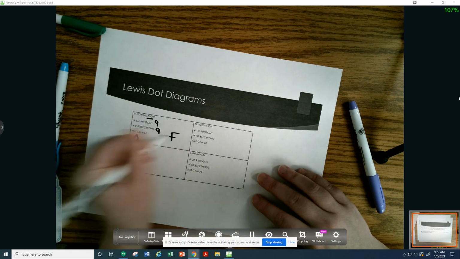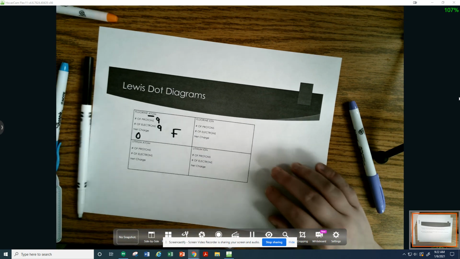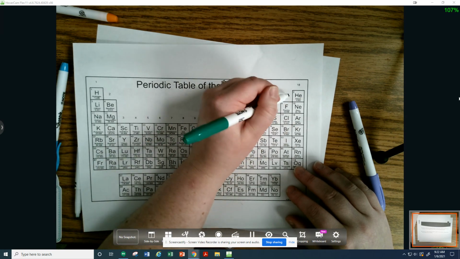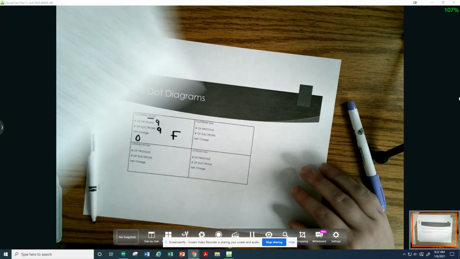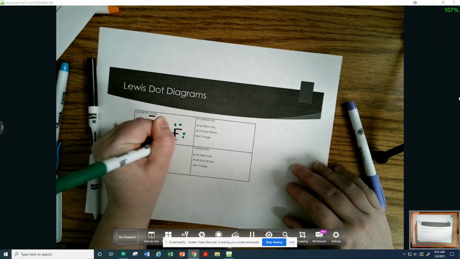The dot diagram is just the valence electrons. So we have F for fluorine. Fluorine is a halogen in family 17. Therefore, it has 7 valence electrons. So I'm going to show those 7 dots around fluorine.